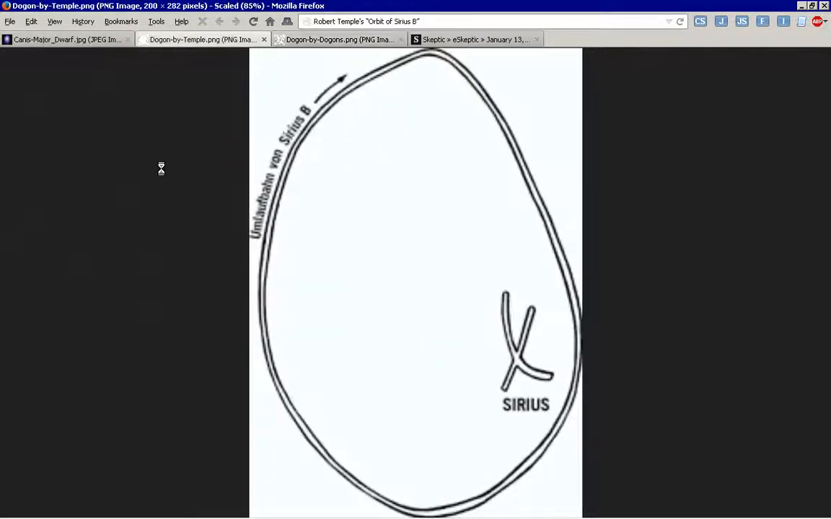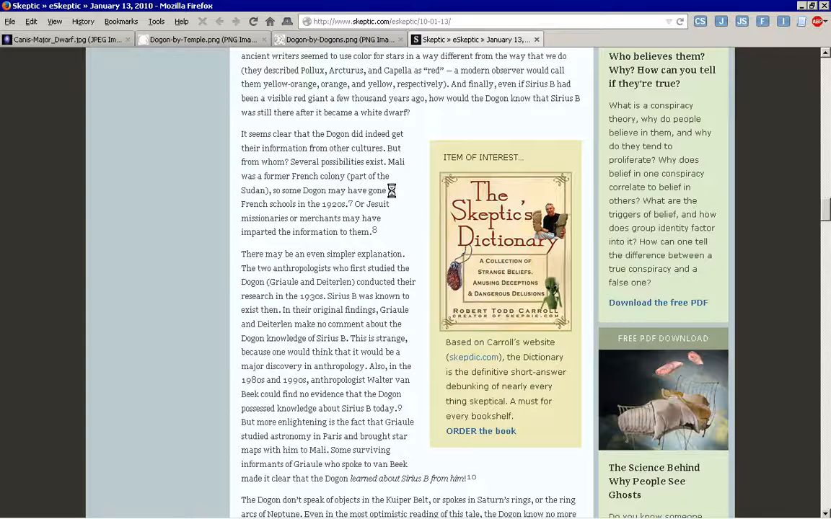And this is Robert Temple's way of messing with it. That's Sirius, and that's the orbit of Sirius B. And you will see people post that image everywhere. It's become symbolic. I'm sure somebody's got a tattoo of it. Maybe someone else, you know, would have a Slayer tattoo to compensate. Next. There is no next.